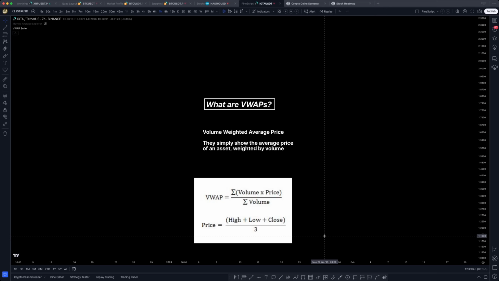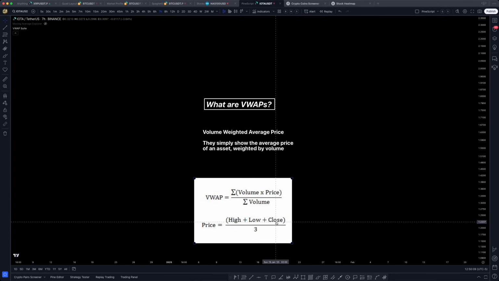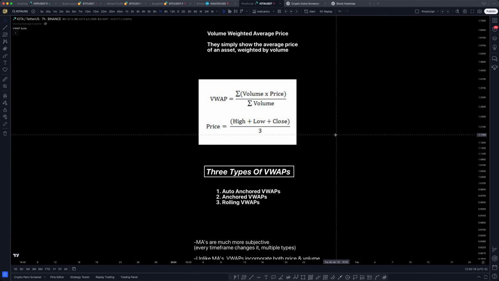And the reason why I love VWAPs and I think that they're super powerful is because VWAPs incorporate volume into them. Unlike moving averages, where you set a certain length on them, and depending on the time frame you're using, they're just kind of giving you an average of the price. They're very subjective, and I'll cover that a little bit more here. But essentially, when we're looking at price in this calculation, it's the high plus the low plus the close divided by 3. And with many VWAP indicators, you're actually able to change the calculation of the VWAP, but this is the standard.